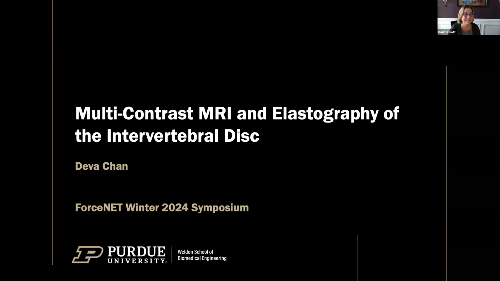So our next speaker is Deva Chan, and Deva, you feel free to share your screen while I introduce you. So Dr. Chan's an assistant professor in biomedical engineering at Purdue University. She received her degrees from UC Berkeley, UC Davis, and Purdue before doing her postdoctoral research at Rush University Medical Center and the NIH Clinical Center. Her research interests include musculoskeletal biomechanics and mechanobiology and biomedical imaging to assess tissue-level structure-function relationships. And her research has expanded into matrix biology and multi-organ crosstalk.